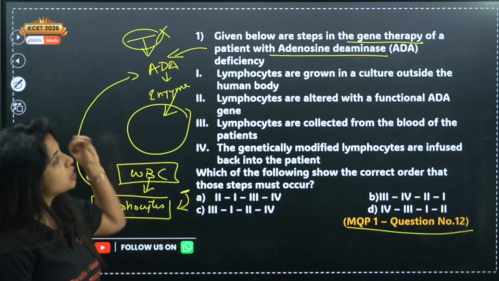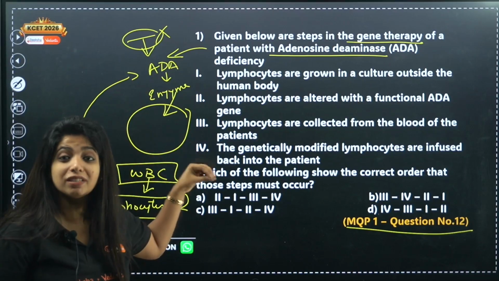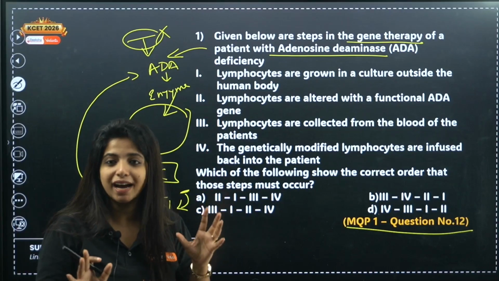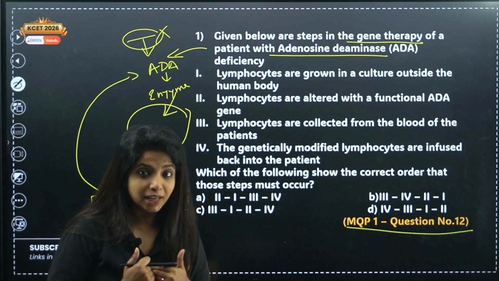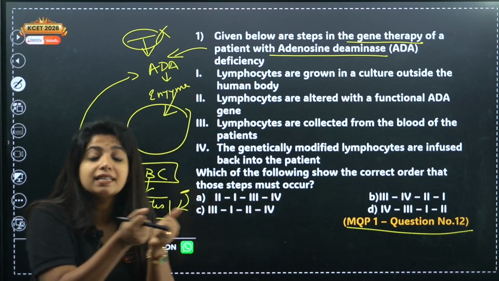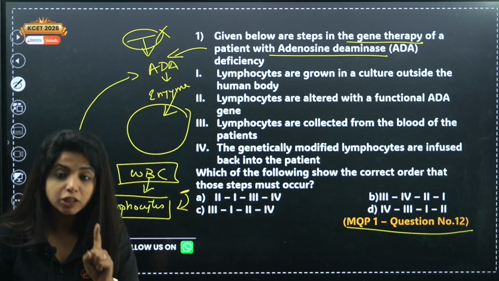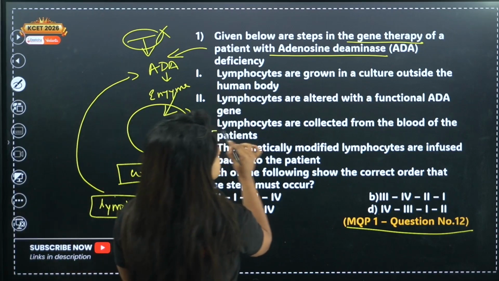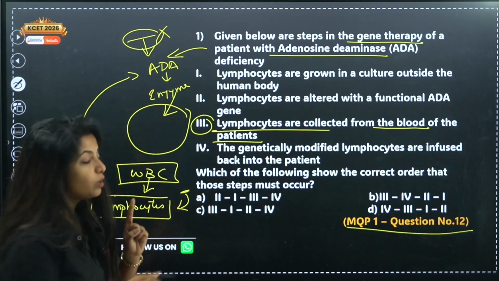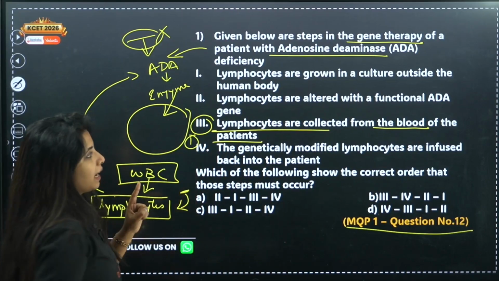And you are being asked, what are the steps? You have to go step by step. So the first thing that I got to understand from Jasmine is that I have my lymphocytes in my body and I need to put the gene. So for that, I need to take the lymphocytes out of the body. So the first process would be lymphocytes are collected from the blood of the patients. Okay, this would be the first process that I have.